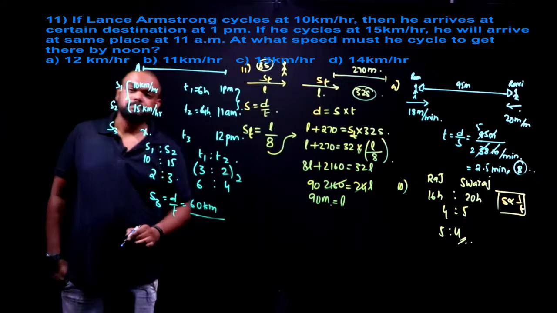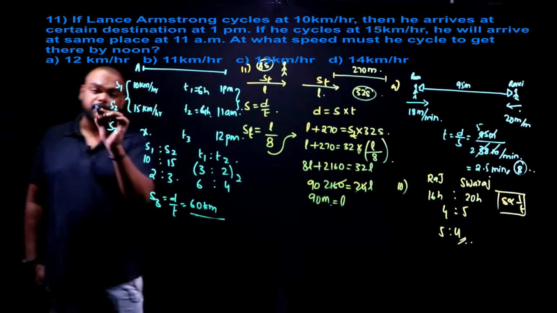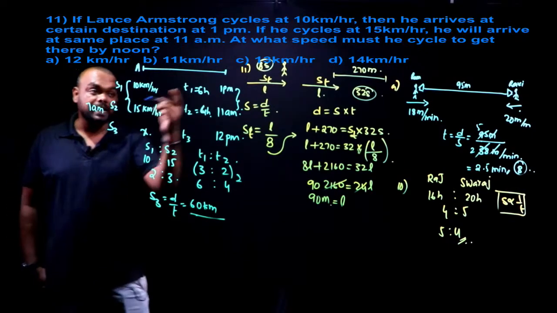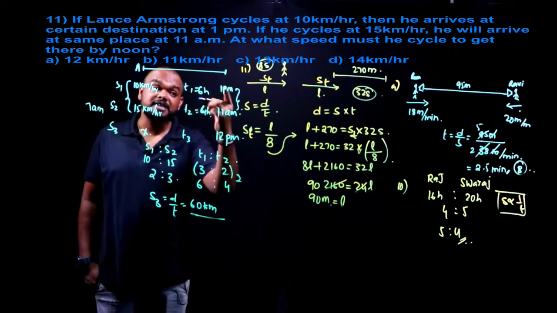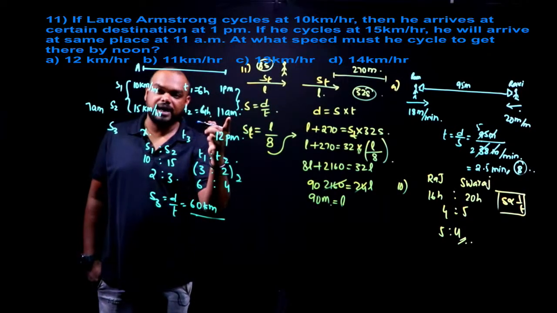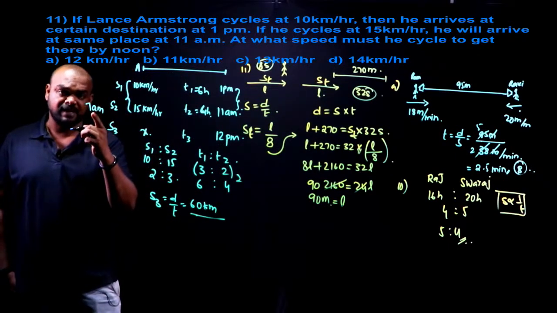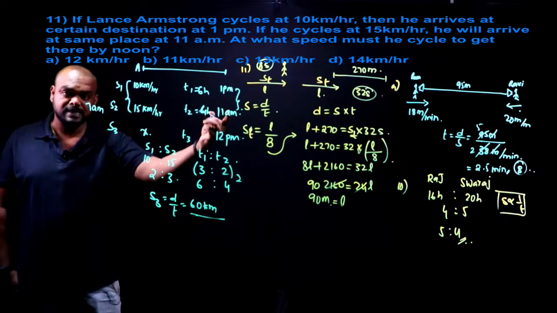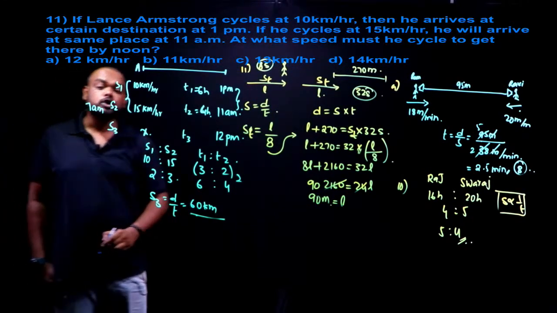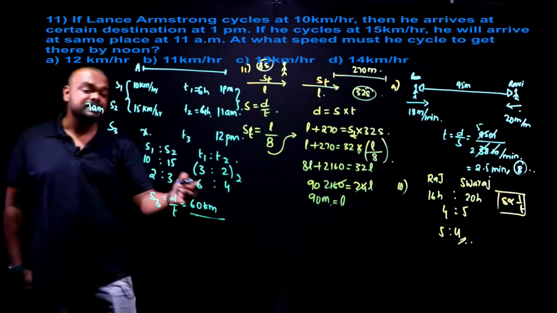Time taken. Now he's starting at what time, exactly? He's starting at 7 a.m. in the morning. Why? Here he's taking 6 hours and reaching at 1 p.m., means he must have left at 7 a.m. Here he's reaching at 11 a.m. and he needs 4 hours, means he must be starting at 7 a.m. 7 plus 4 gives us 11. So we got to know the time also.